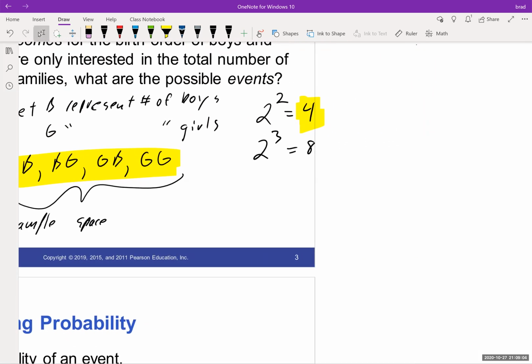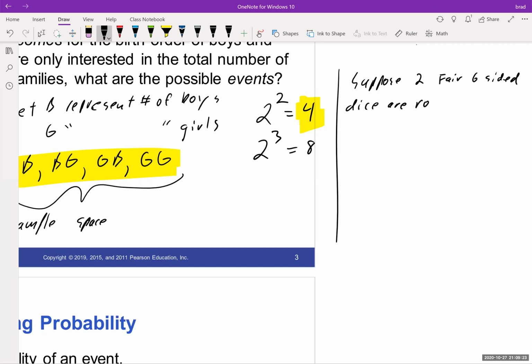Just to reiterate the point before I move on, what if there was a 6-sided die? Suppose 2 fair 6-sided dice are rolled. How many possible outcomes are there?